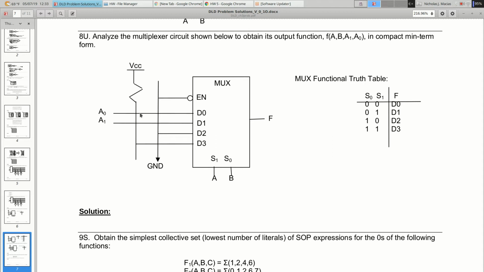So once you've fixed values for A0, A1, A, and B, for example, suppose they're all 0. What does our multiplexer do? Well, if the 2 inputs are 0, 0, the output function F should be equal to D0. D0, we just said, was a 0, so F is going to be a 0. So there's the first row of your output truth table. And do that for all 16 cases, and then write the compact min-term representation of F.